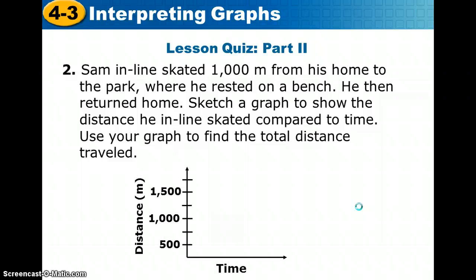Here's our distance over time, and he is traveling 1,000, stays, and then goes back home. So 1,000 to get there, 1,000 to get back home. What is his total distance? 2,000 meters. And that is the end of section 4-3, Interpreting Graphs.